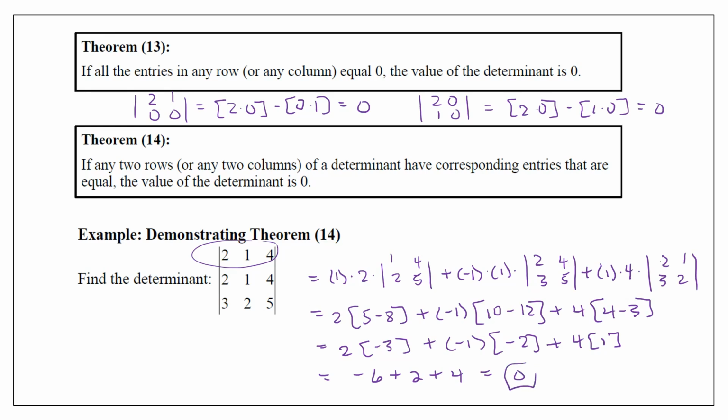Beautiful. So again, if any two rows or if any two columns have the same corresponding entries, then the value of the determinant is 0. So if you ever get that case when you're trying to expand, just note right off the bat, according to this theorem, that the determinant equals 0.